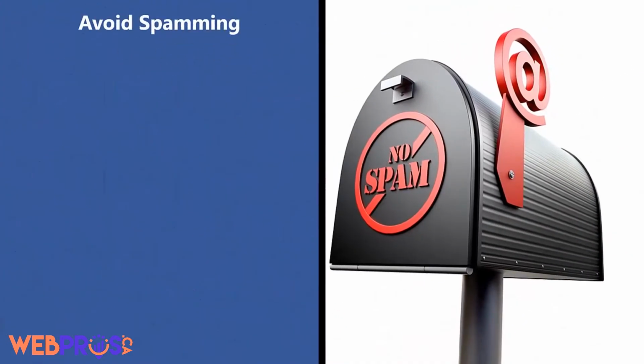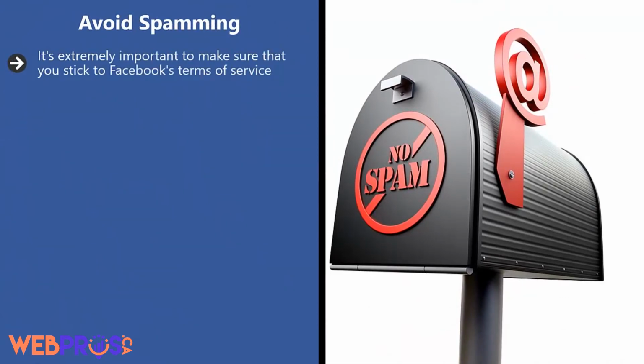Avoid spamming. It's extremely important to make sure that you stick to Facebook's terms of service. Their main rule is that once your customer initiates contact with your Facebook Messenger chatbot, you can send them an automatic reply. And after 24 hours, you can send a follow-up. You have to keep this in mind at all times. You cannot violate this. You cannot try to cheat this.